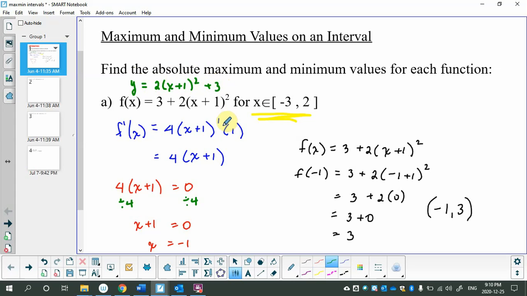So looking at this from a grade 11 standpoint, this is a parabola with vertex (-1, 3). Oh my gosh, that must be our minimum or maximum. That's the vertex. It's stretched by 2, and then it does its business.